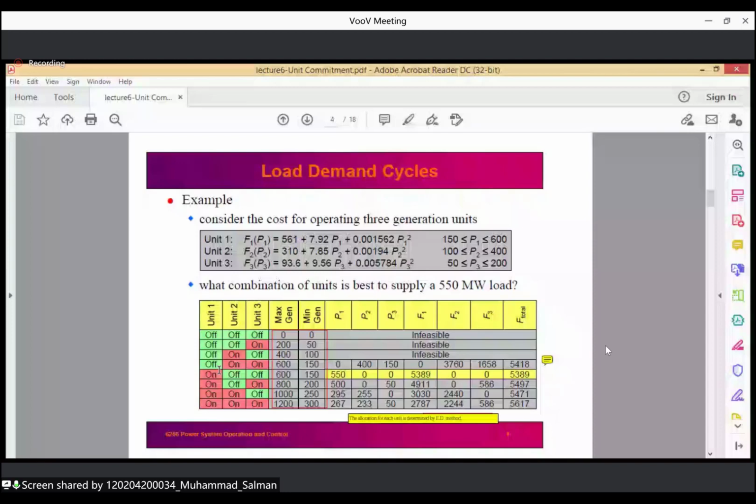If we talk about the fourth scenario, in which unit 1 maximum generation will be 600 megawatt, and by adding the minimum generation of both generating units, minimum generation will be 150 megawatt. But we only need 550 megawatt maximum generation from unit 1. So by putting into the fuel cost estimation equations F2 of P2 and F3, the cost is 3,658. Operating all units results in 5,418.